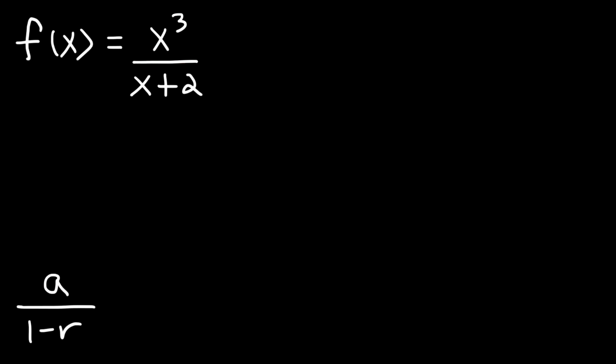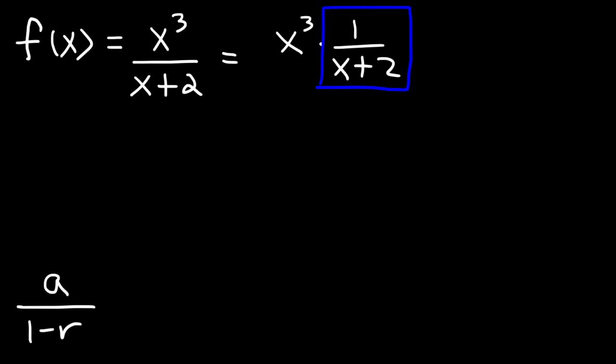What we need to do is separate the function into 2 parts. So we can write this as x cubed times 1 over x plus 2. And so we're going to write the power series representation of this part first. So let's focus on that. Now we need to put x on the right side. So right now what we have is 1 over 2 plus x. And we need a negative sign. And we're going to write the function where it's centered at c equals 0. If it's not specified, always assume c equals 0.